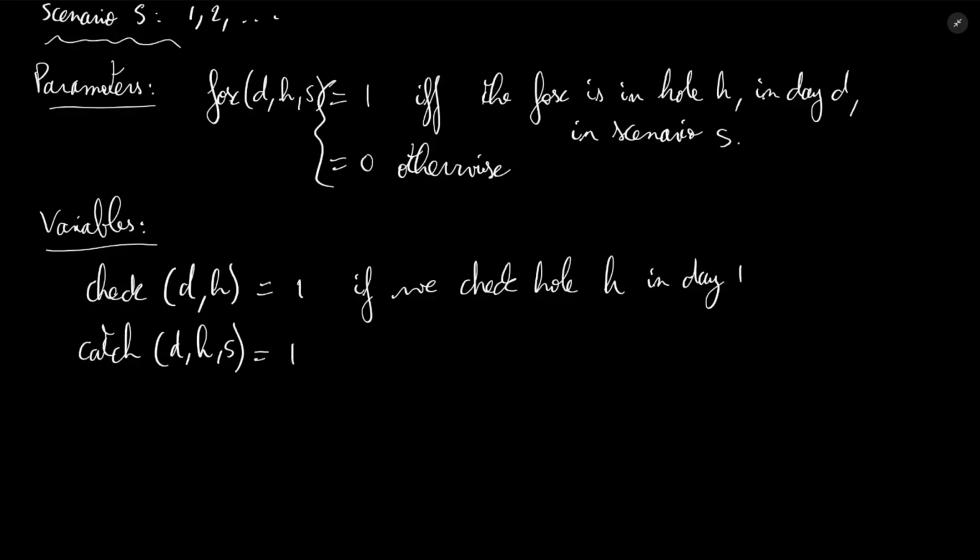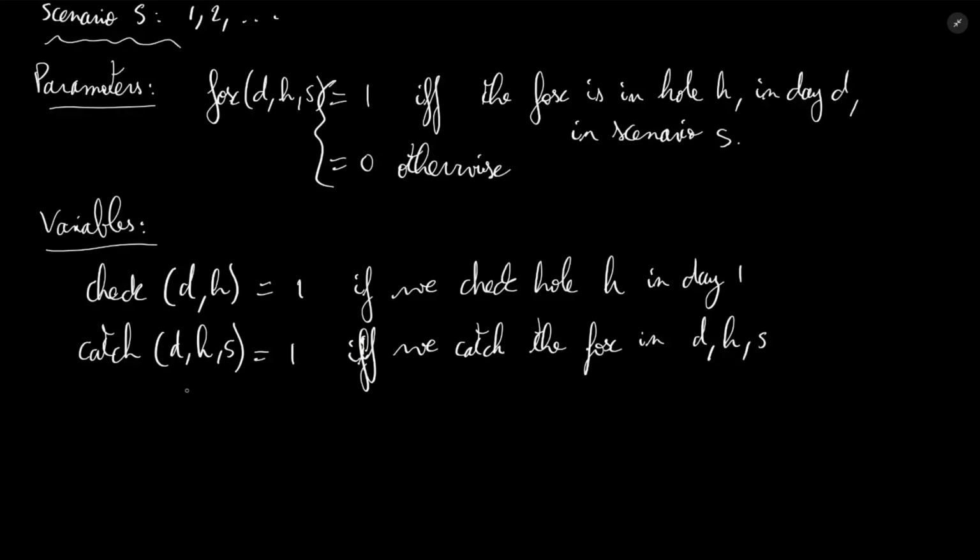And catch will be equal to 1 if and only if we catch the fox in day D, hole H, and scenario S. And it will be equal to 0 otherwise. Intuitively, we know that we can only catch the fox if the fox is in this hole, day and scenario, and also if we check this hole in that specific day as well.